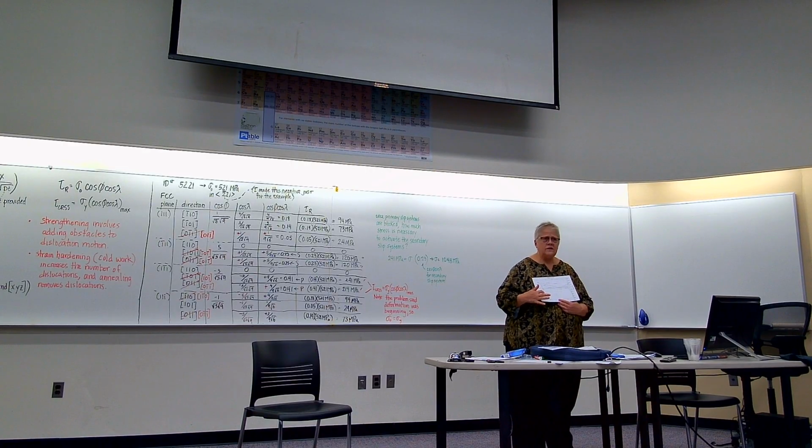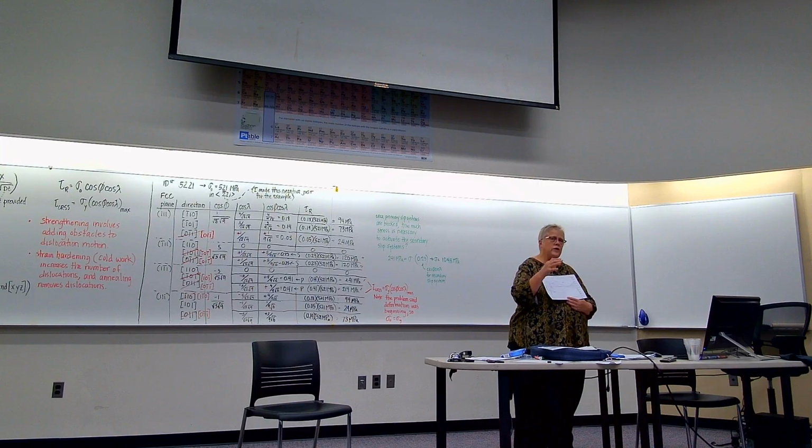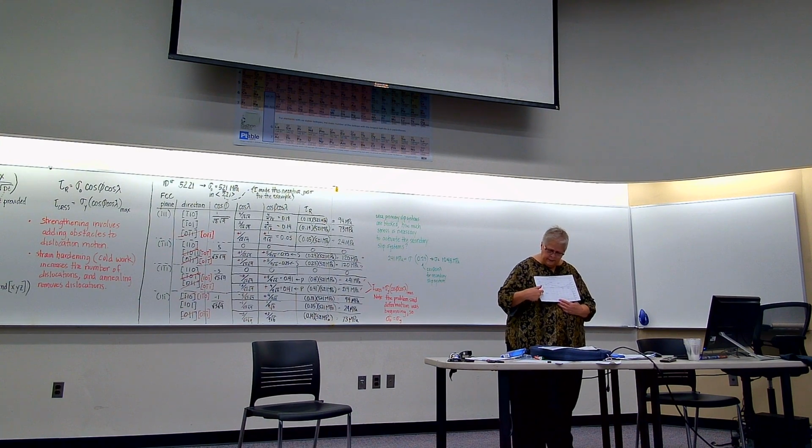And then a solvus line is a line between only solids. So to the right of this solvus line is alpha and beta, and to the left is all alpha. That's the solvus line.